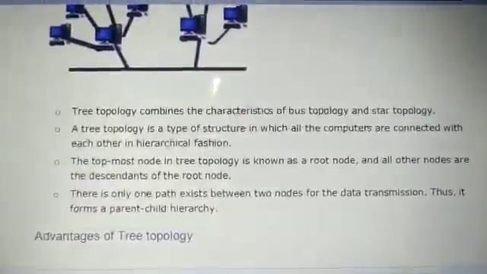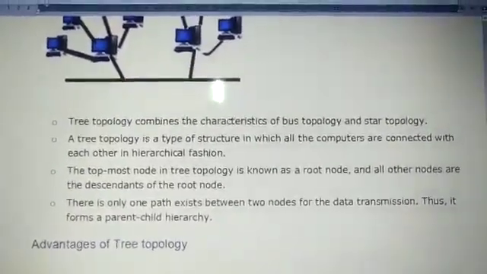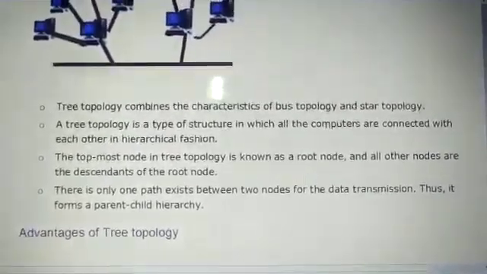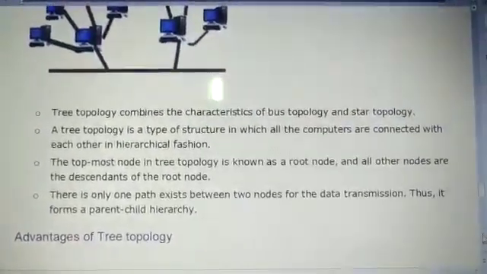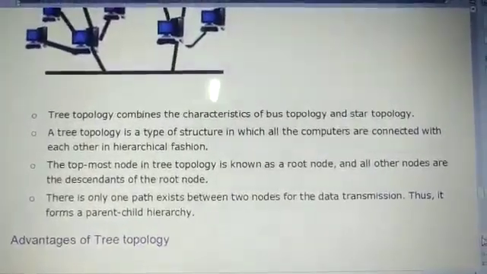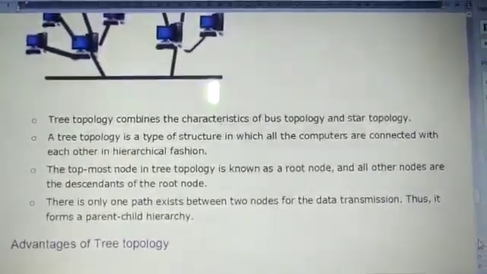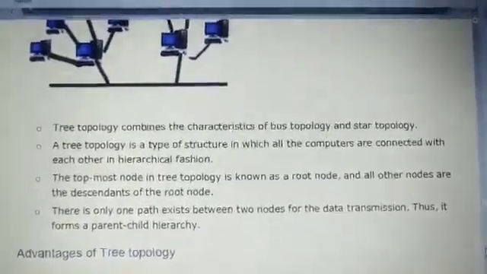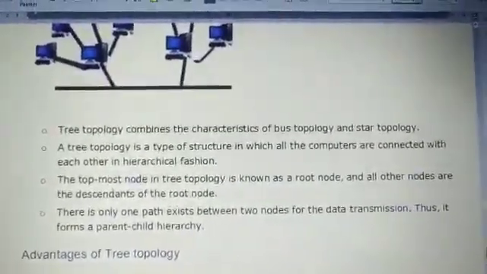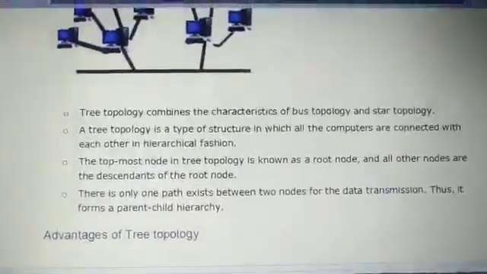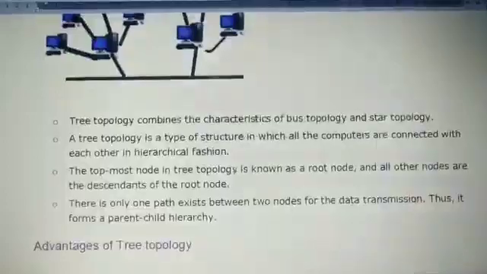That's why the topmost node in the tree topology is called the root node, and the rest are the descendant nodes. There is only one path between two nodes for data transmission. Thus, it forms this parent-child hierarchy. Now we will go through some advantages of this topology.